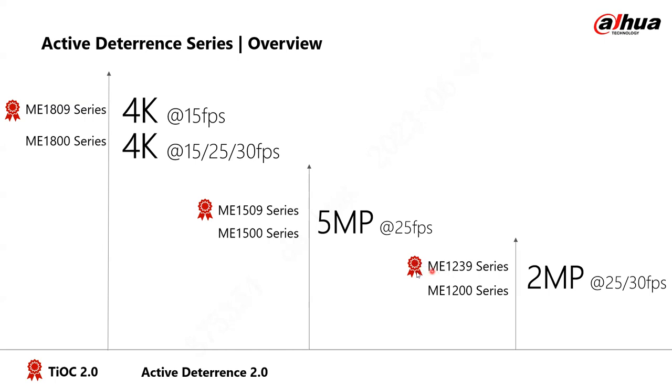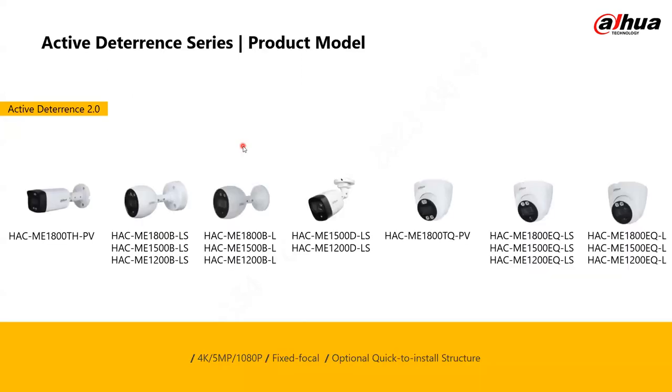We have TiOC 2.0, just to show that this particular product is active deterrence. Then we have the 1509 and 1500 series alongside the 4K resolutions with different frames per second, 4K at 15 frames per second, and 25 to 30 frames per second. This can be adjusted either downwards or upwards from the device connected to that particular camera. Let's take a look at some of the models that we have here for active deterrence.